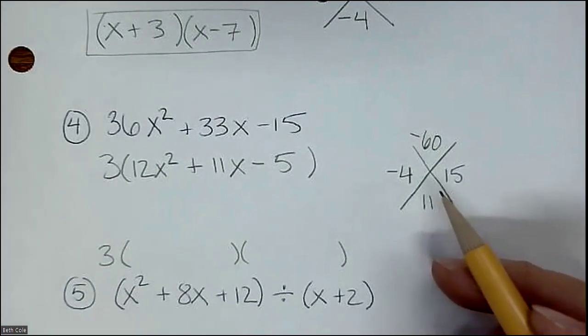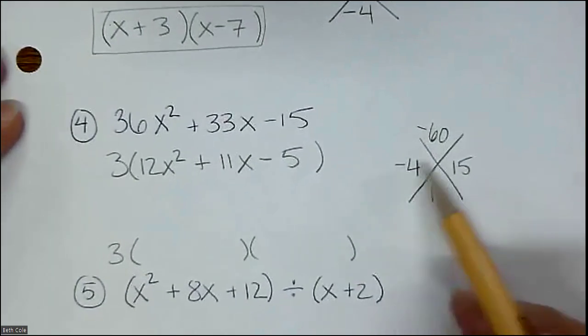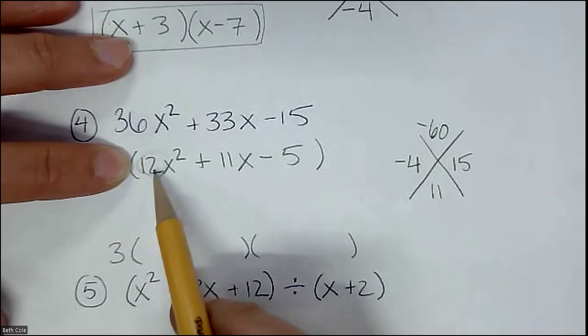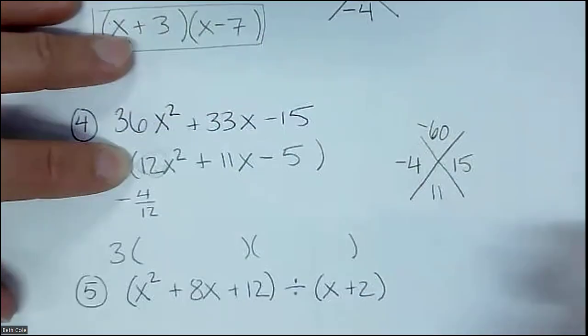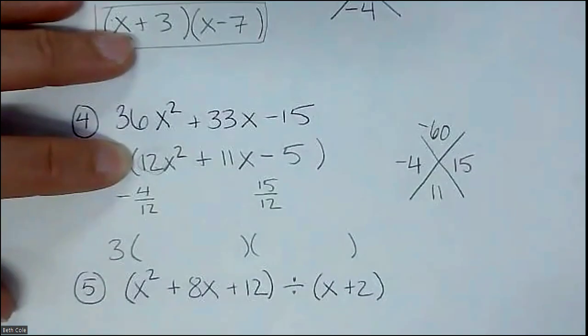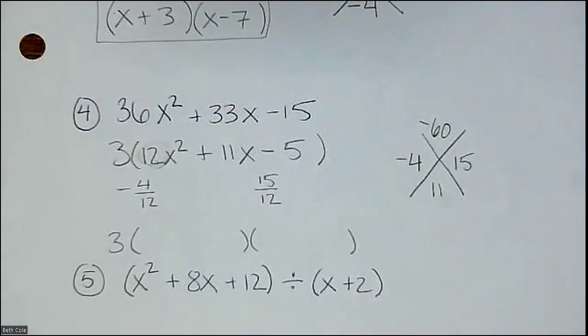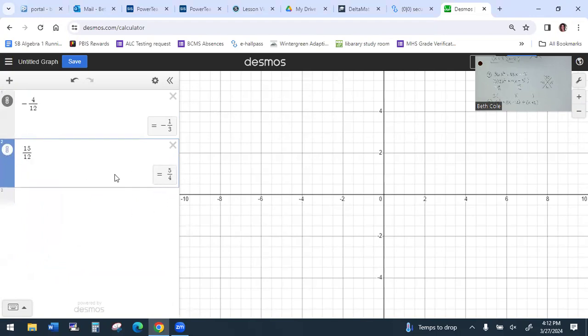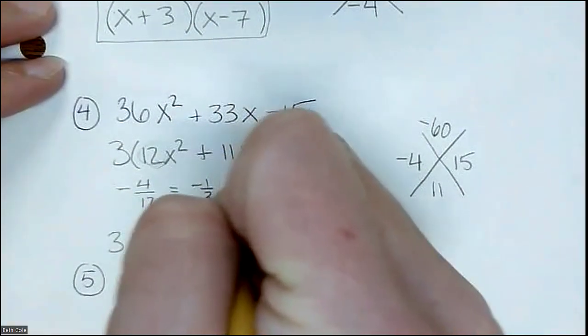Now, don't skip this step. I really can't do much partial credit if you skip this because you're kind of losing most of the problem. You have to take those and put them over 12 and reduce them. So negative 4 over 12, 15 over 12. And if you're not sure about this, the calculator will do this for you as well. If you type in negative 4 over 12, and then turn it back into a fraction, it's going to tell you negative 1/3. And same thing, if you do 15 over 12, turn it back into a fraction, it'll tell you 5/4. So negative 1/3 and 5/4 are what we got from that.